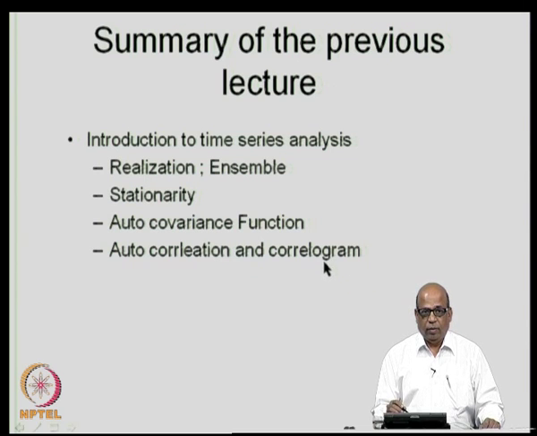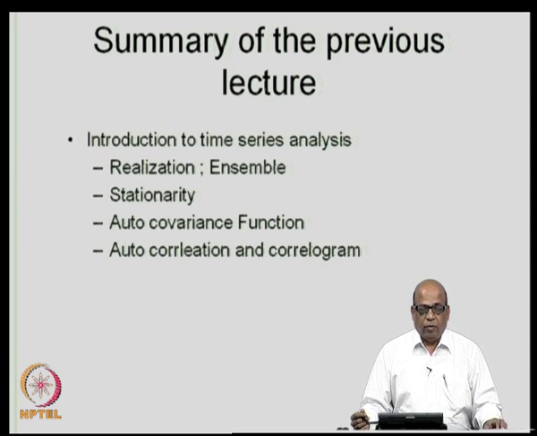We plot rho k, which is the autocorrelation at lag k, with k on the x axis. That plot is called the correlogram, and the correlogram, if you recall, indicates the memory of the process, that is, how far into the past the process remembers. So, rho k indicates the dependence of x t on x t minus k or x t on x t plus k, depending on how we compute it.